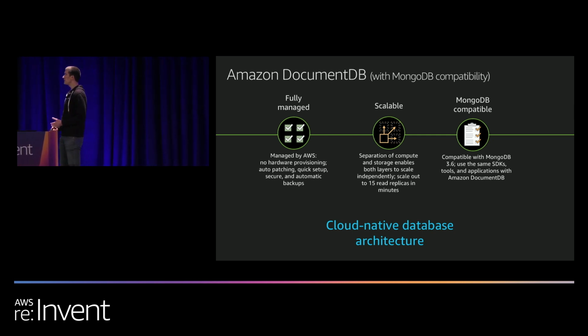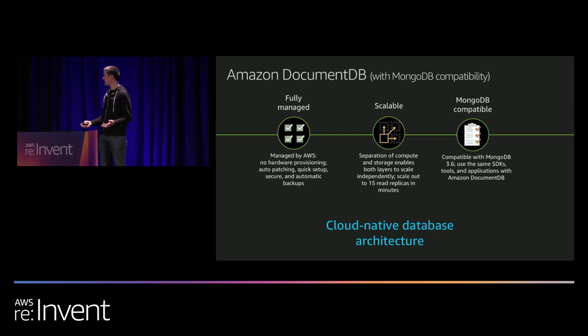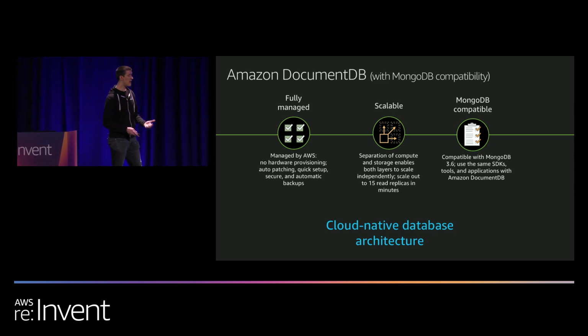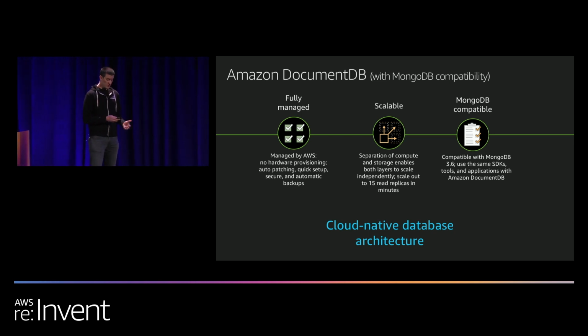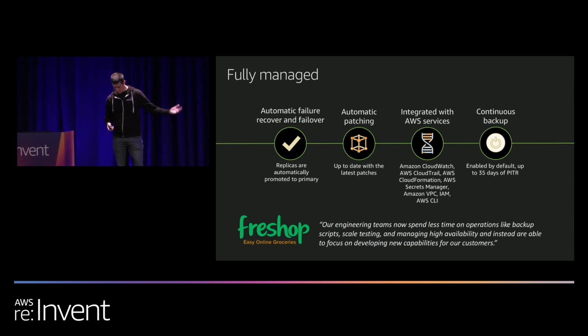When we thought about building this though, we really broke down the assumption of saying, well, let's not be beholden to architectures that exist today. Let's think about knowing all the things we built about building distributed systems and things in the cloud, let's build it with a cloud-native database architecture. So first, fully managed. What does that mean?